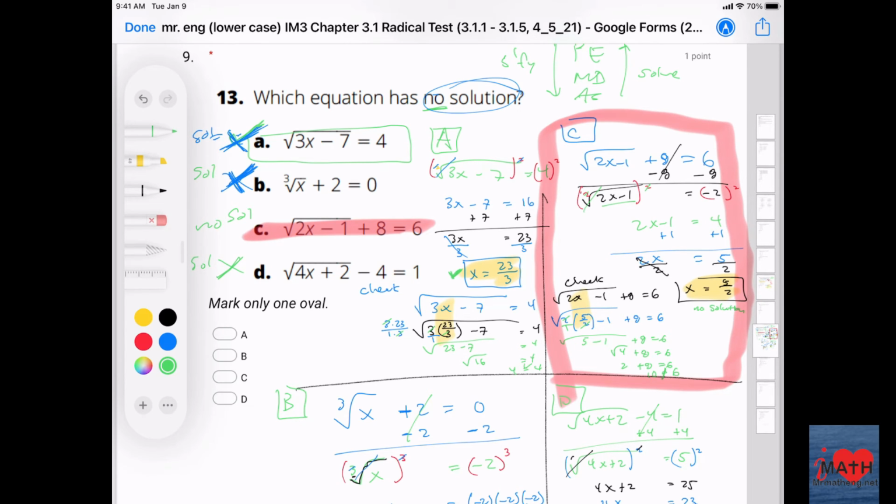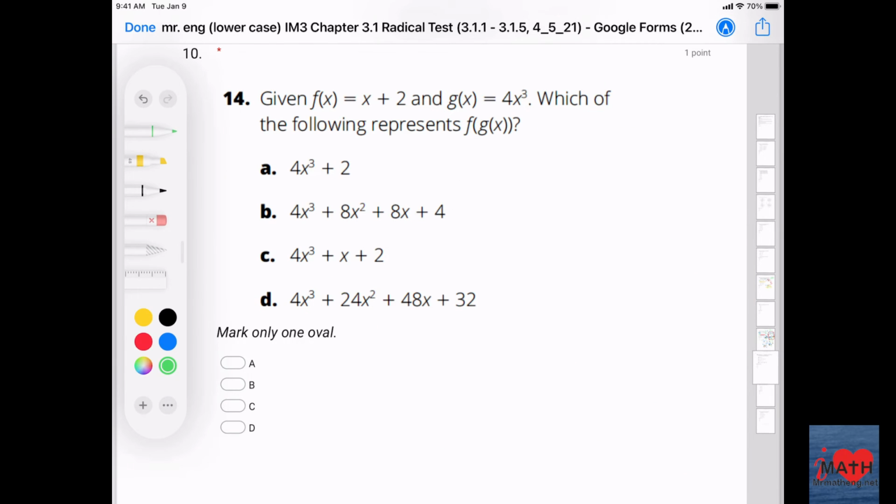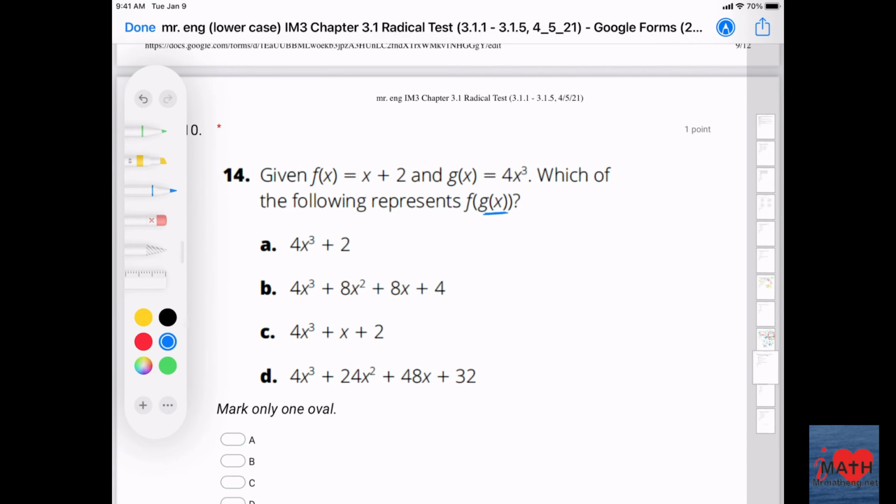Alright, question number 14. Given f of x equals x plus 2 and g of x equals 4x to the third, which of the following represents f of g of x? Alright, I want you to notice that the g is on the inside. So basically you're putting g inside of f.